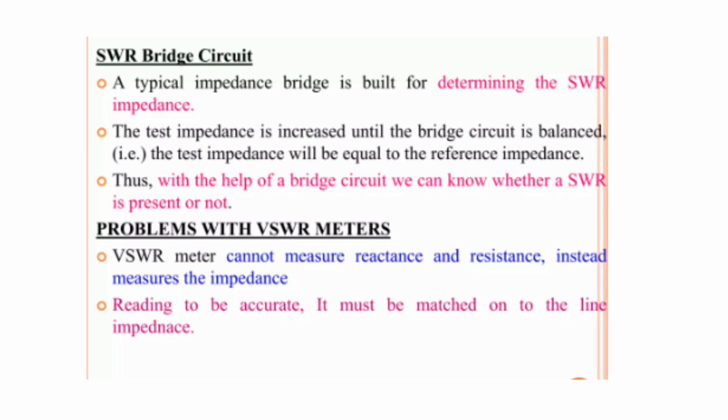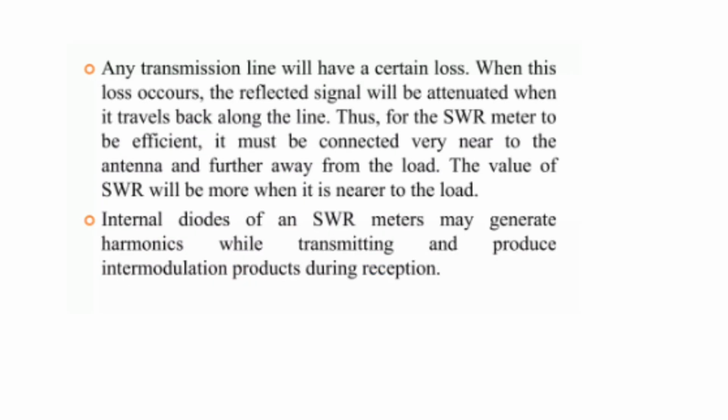So, what is the problem with VSWR meters? A VSWR meter cannot measure reactance and resistance. Instead it measures the impedance. For the reading to be accurate, it must be matched to the line impedance. Any transmission line will have a certain loss. When this loss occurs, the reflected signal will be attenuated when it travels back along the line. Thus, for the SWR meter to be efficient, it must be connected very near to the antenna and further away from the load. The value of SWR will be more when it is nearer to the load.